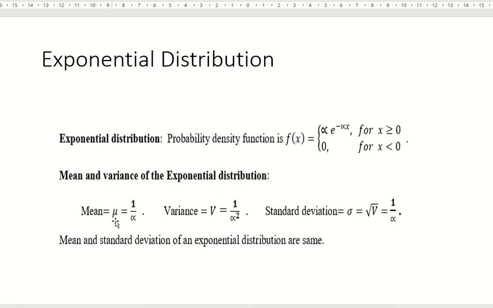What is mean? Mu equal to 1 by alpha, variance V equal to 1 by alpha square, and standard deviation sigma equal to 1 by alpha. So mean and standard deviation are the same in the case of exponential distribution. That only we have explained here. Okay, problems are very simple. Now let us discuss the problems one by one.